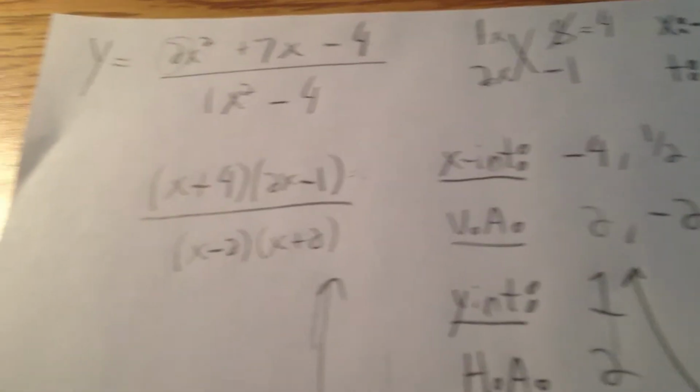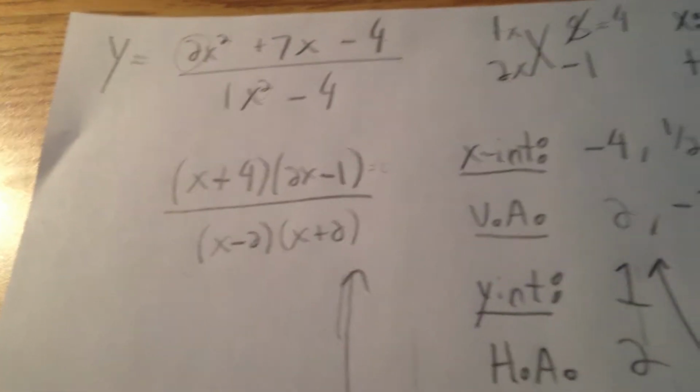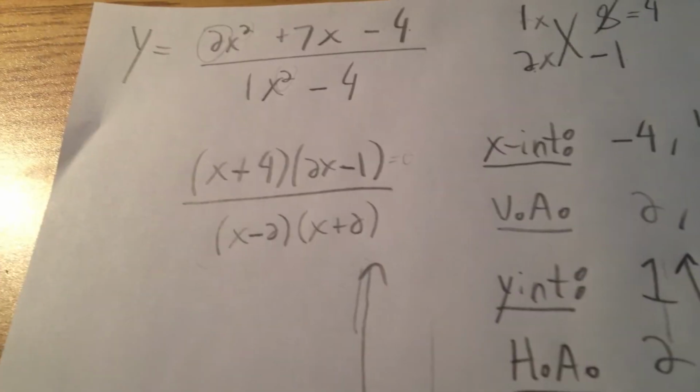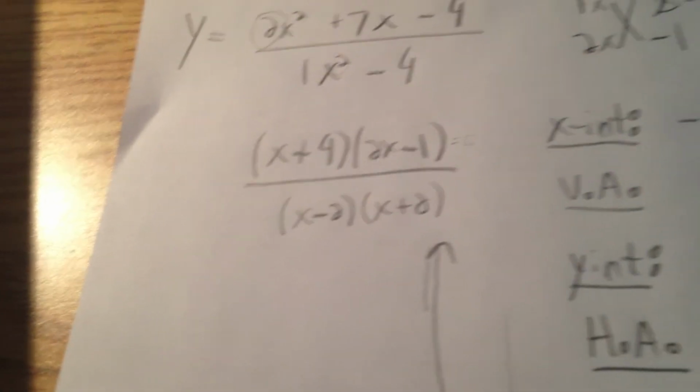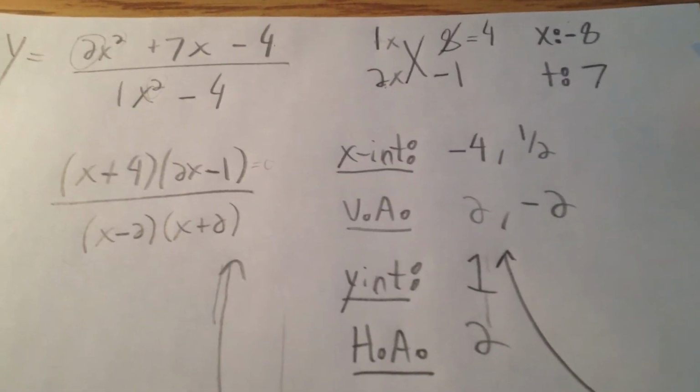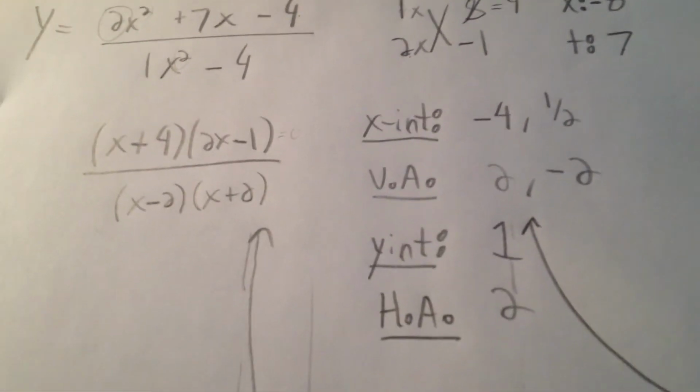Okay? So, first things first, find your x-intercepts. Take the top, factor, and find the zeros. Easily, you can do it just by looking at that. You get the x-intercepts of negative 4 and a half. Okay? So, you can put those on your graph: negative 4 and a half.